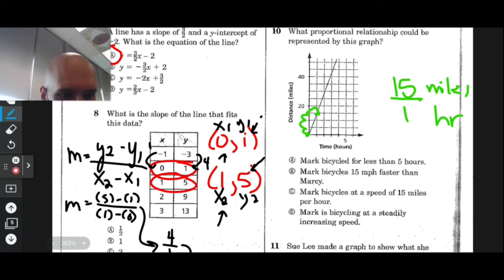Mark bicycles at a speed of 15 miles an hour. Mark is bicycling at a steady increasing speed. Now, you might think increasing, this line's going up. What a steadily increasing speed means is he starts out at 2 miles an hour, then goes 4, then goes 5, then goes 6. And that graph is not a straight line. That graph will look like this, and that's not what's going on. So it's C, 15 miles an hour, just like I said.